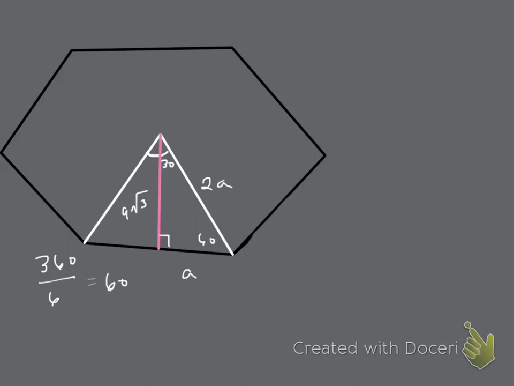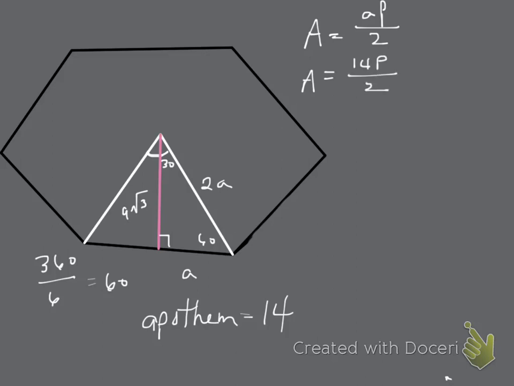Now that we've set up our problem, we're wanting to find the area. So the area is the apothem times the perimeter divided by 2. I need to be given the apothem, or at least given a side. So let's just say the problem was given and our apothem is equal to 14. We can plug that into our formula. So the apothem is 14. Now I need to find the perimeter, times divided by 2.